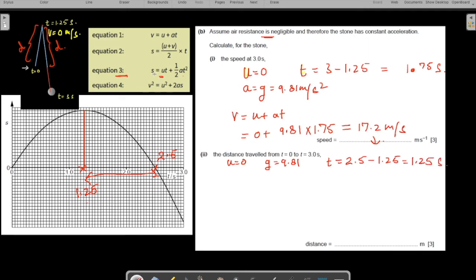You can input the values in this equation. So S will be ut, which is 0 because u is 0, plus half g, which is 9.81, times the time squared, 1.25 squared. This will give you this distance.